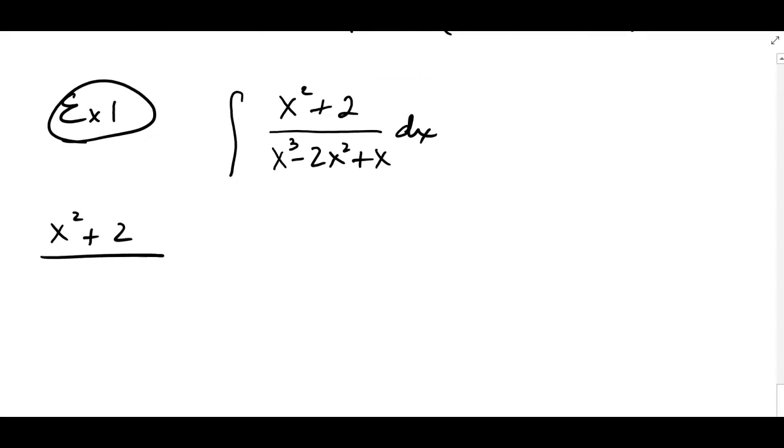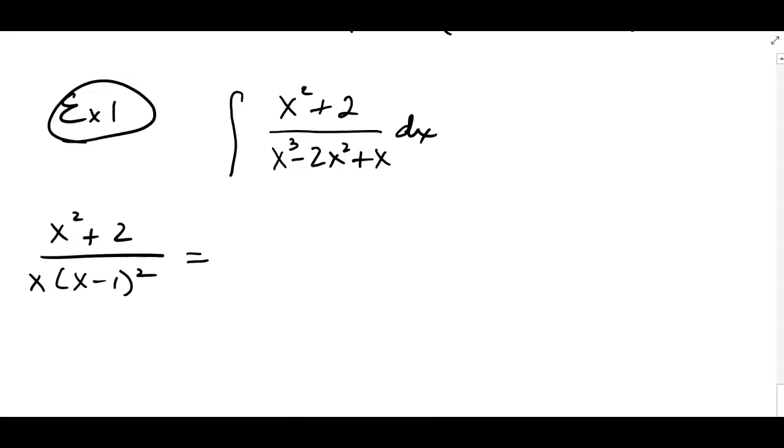As I do that, I'm going to factor the denominator, right? So I'm going to pull out that x. And when I pull out the x, I'm left with x squared minus 2x plus 1. But isn't x squared minus 2x plus 1 also factorable, right? And it's (x minus 1) squared. All right.